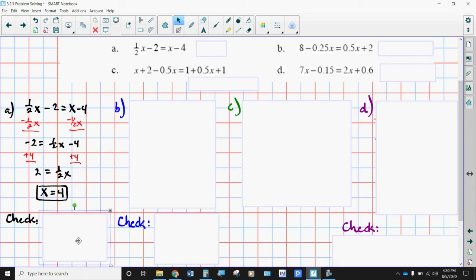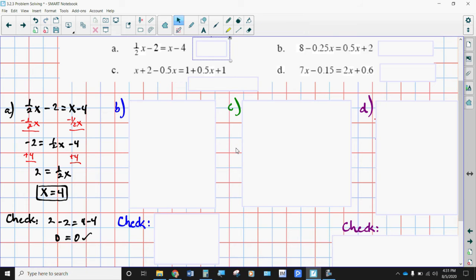Now, if we check that, what's half of 4? Half of 4 is 2. This becomes 2 minus 2, which is 0. And x minus 4 would become 4 minus 4, which is also equal to 0. So that checks out, which means for A, the correct answer is x equals 4.